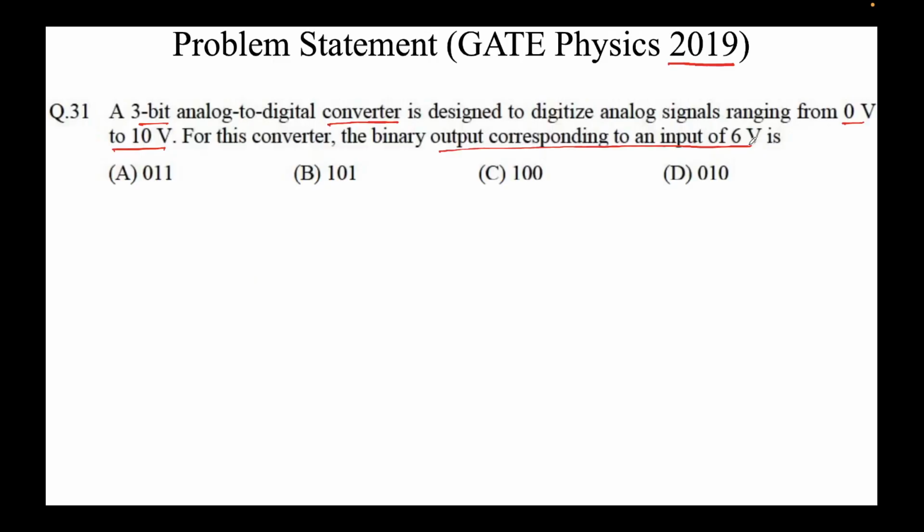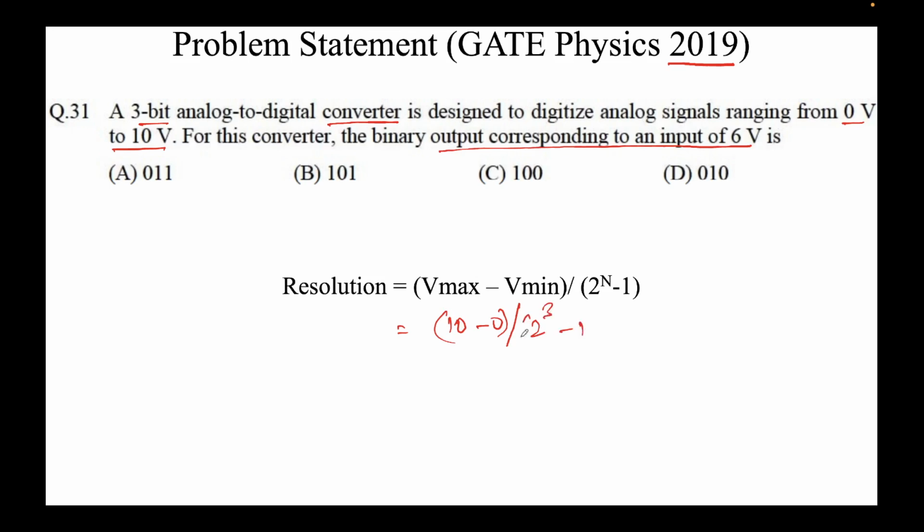Now we just saw that we can define the resolution like this, right? So let's just try to find the resolution for this problem. I'll put in the values. It will be 10 minus 0 over 2 raised to the power 3 minus 1. So this will be 10 over 7, which is nothing but 1.43 volts. So we have obtained that the resolution for this A to D converter is 1.43 volts.